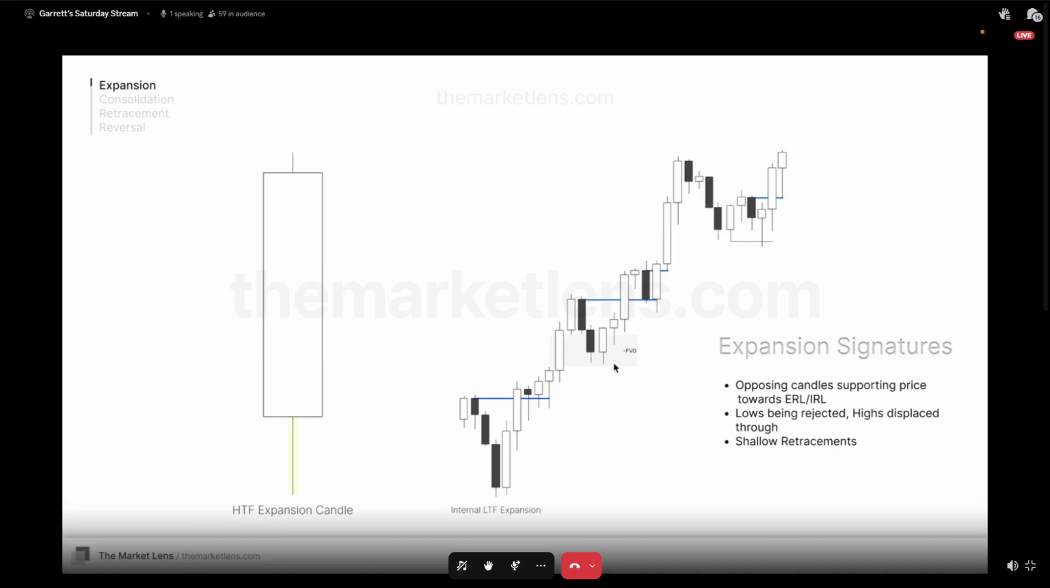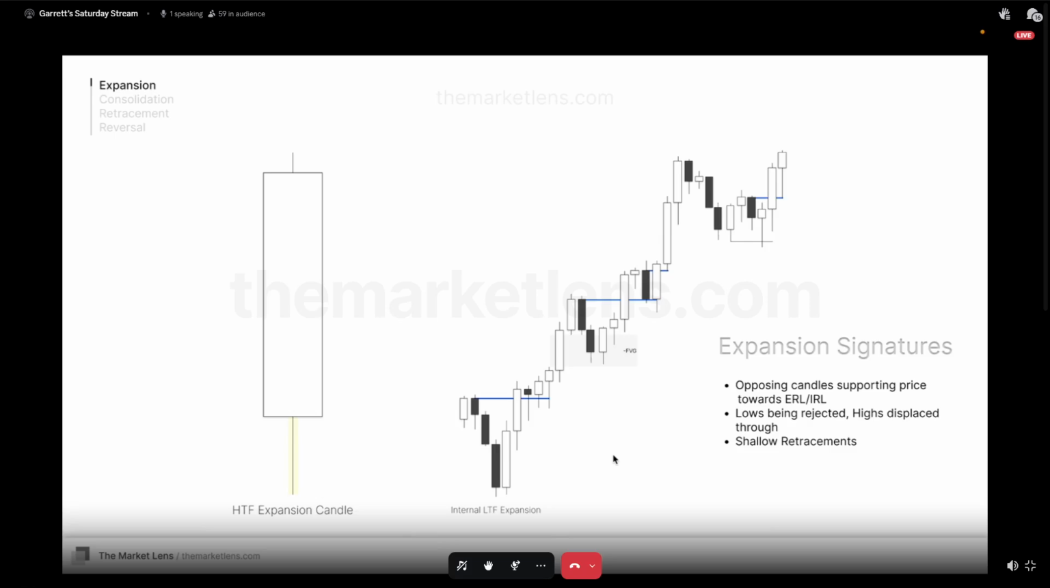In a bullish expansion, we want to see lows being rejected and highs being displaced through. As you see, we reject this low and we displace through the highs. And we also want to see shallow retracements. This is a big one, right? Because this is also how we can identify low probability conditions, or we can also use it as an invalidation point. We don't want to see price retrace all the way down here into OTE. I think OTE personally is an invalidation.